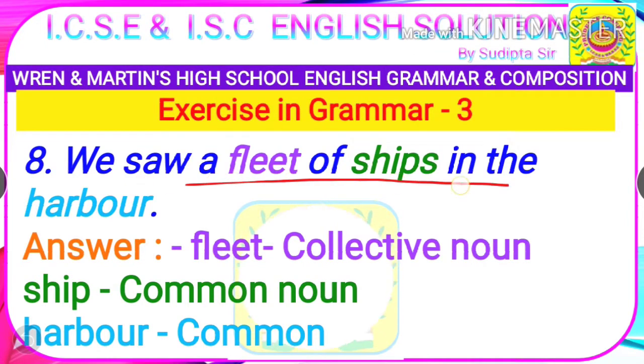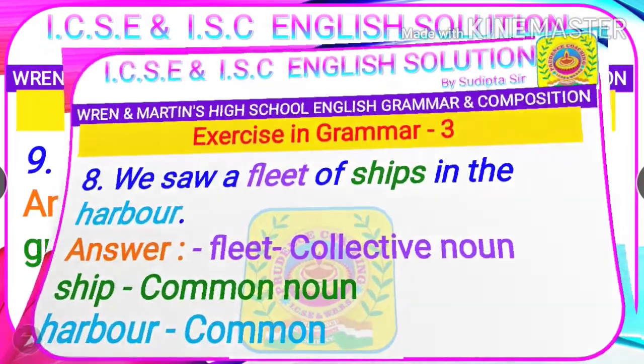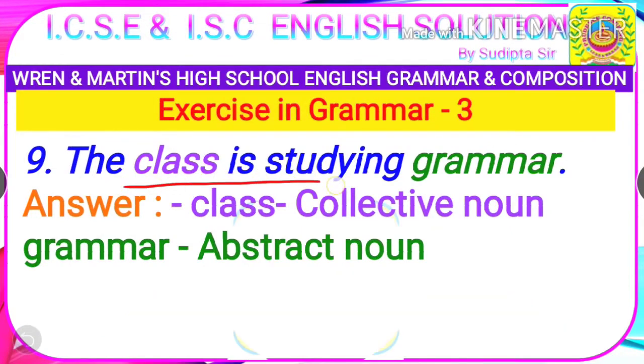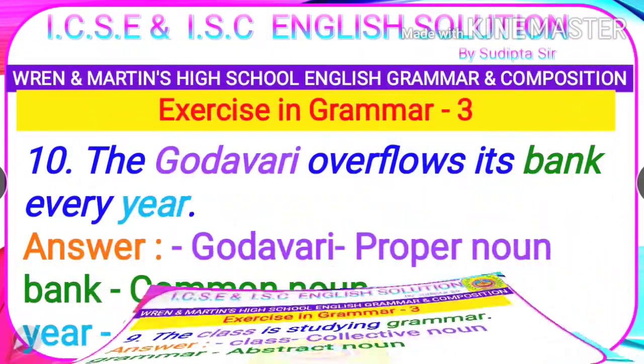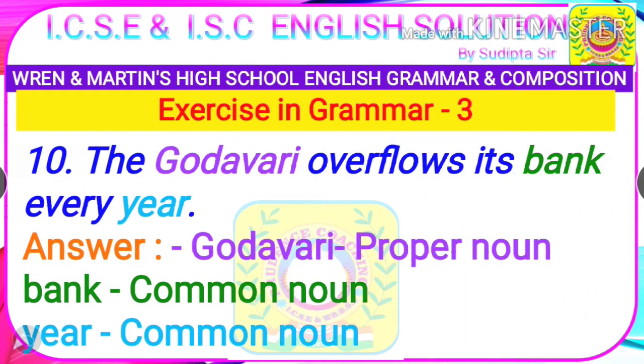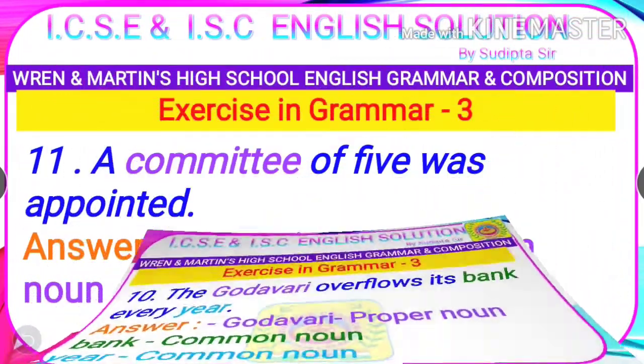We saw a fleet of ships in the harbour. Here fleet refers to a collective noun, ships a common noun, and harbour is also a common noun. Question number 9. The class is studying grammar. Class is a collective noun, it is already discussed, and grammar is an abstract noun. The Godavari overflows its bank every year. So Godavari is the name of a river, a proper noun. Bank, there are several banks, it is being used here in a general case, so it is a common noun, and year here is also a common noun.